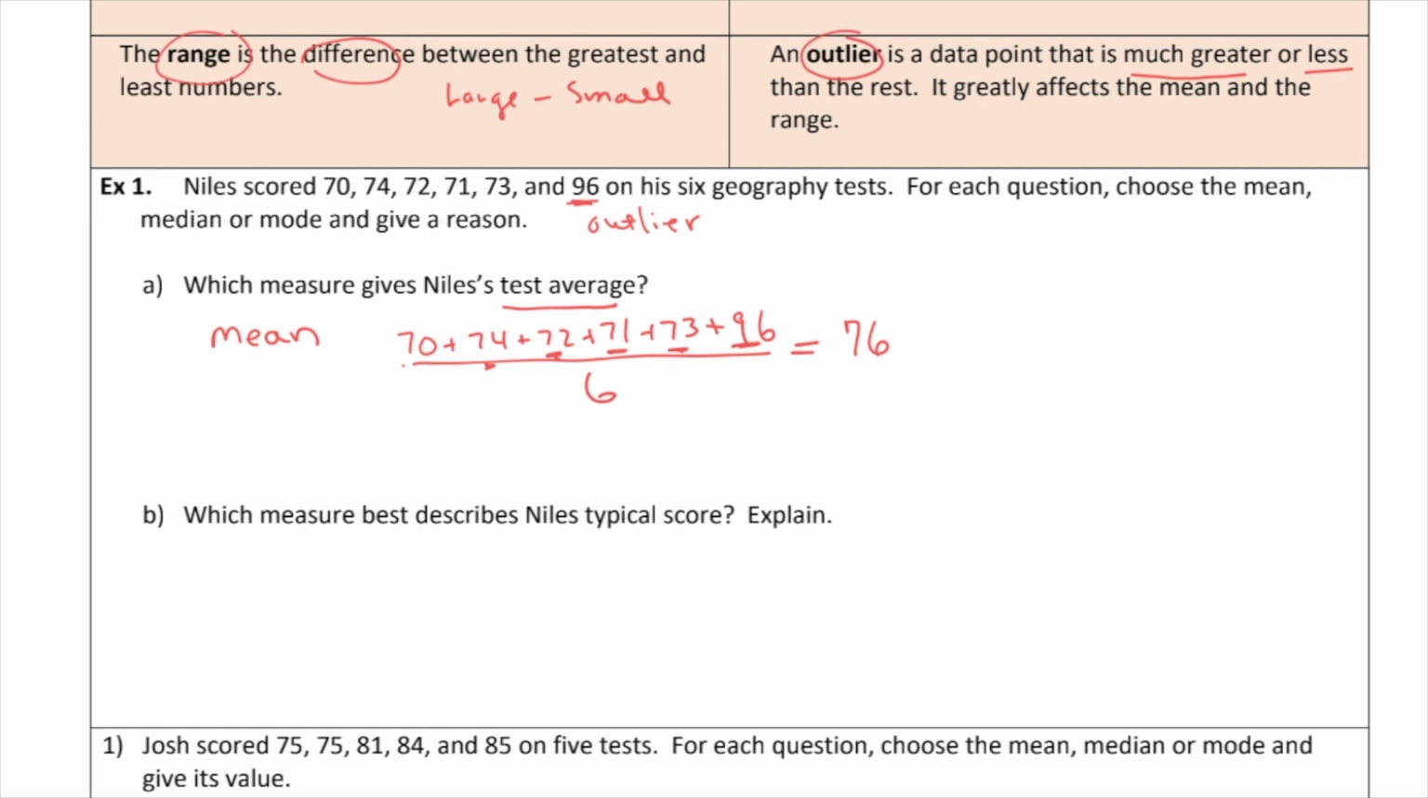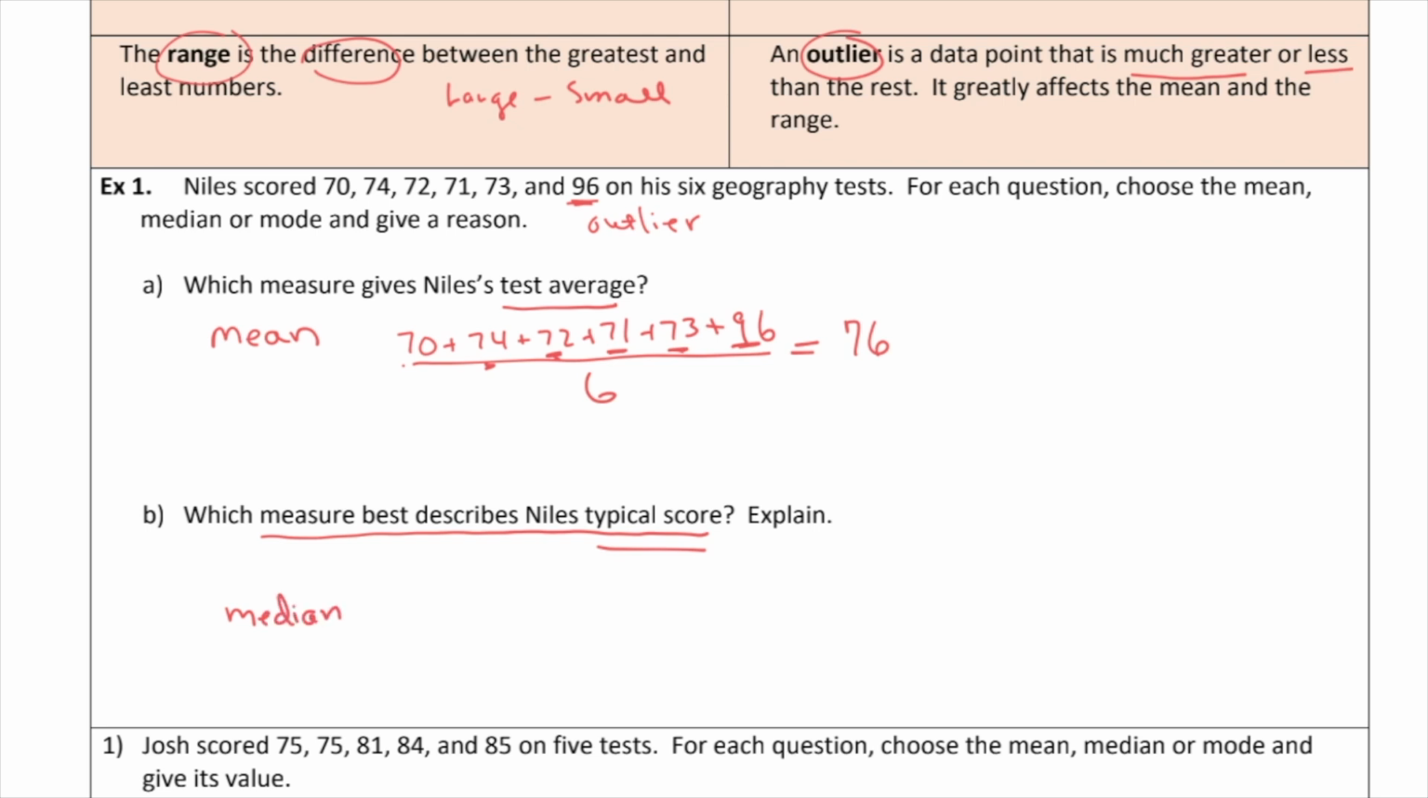Now the outlier is causing this 76 to be a little bit larger average when we look at his other data. So we might also want to think about the data in a different way. What if we were to think about which measure best describes Niles' typical score? There are a couple ways you could do that. You could think about the mode, but he got a different test score on each one of his tests, so the mode is not helpful here. The other idea that might help is the median.